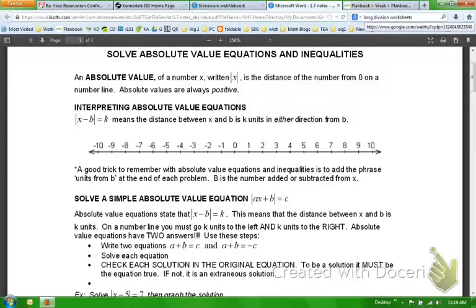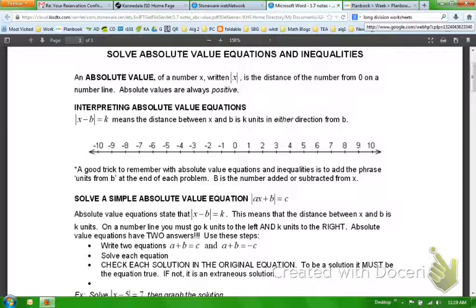Hello, today our lesson is going to be over solving absolute value equations, and we are going to work with equalities first, and then later there'll be another lesson on inequalities. To start with, an absolute value is always positive. It is the number of units in either direction from a set point.